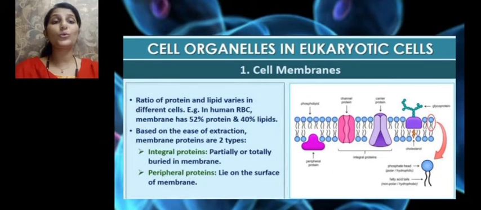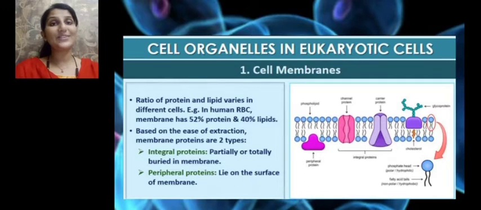The ratio of protein and lipid varies in different cells. For example, the cell membrane of human RBC is having 52% of proteins and 40% of lipids. So in each cell, the proportion of proteins to lipids varies. Based on the ease of extraction, the membrane proteins, the proteins which are present in the cell membrane, are classified into two types. The two types of proteins are integral proteins and peripheral proteins.